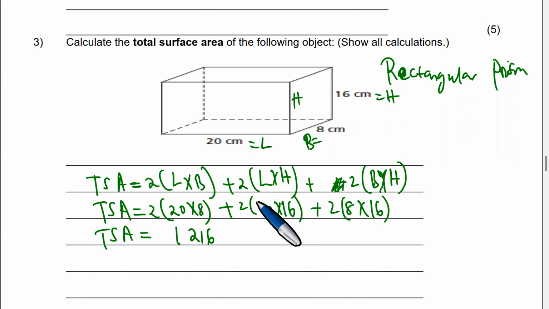The unit here is the centimeter, so it's going to be exactly square centimeters, and that is the total surface area. Okay, note the formula that given a rectangular prism, the total surface area is this one. So it's twice into the length by the breadth, twice into the length by the height, twice into the breadth by the height. Okay, so that's the answer. Next question.